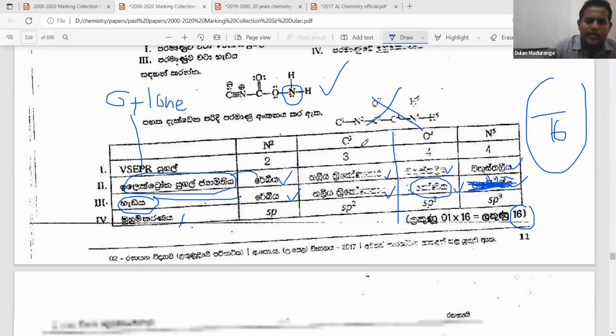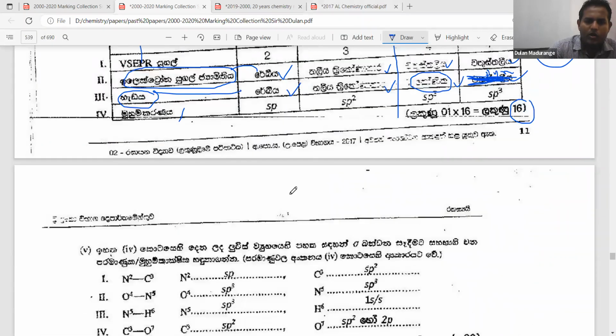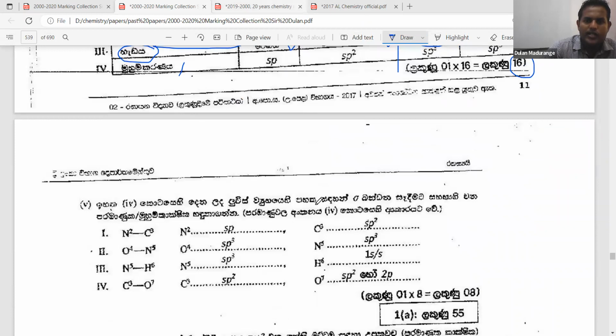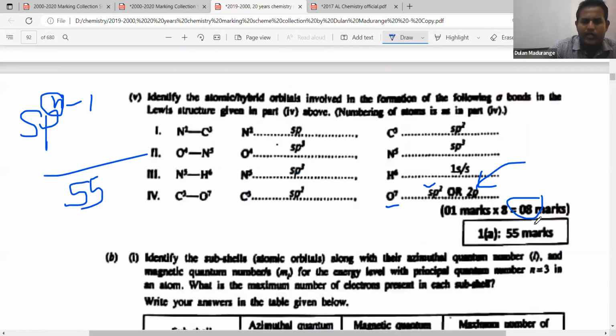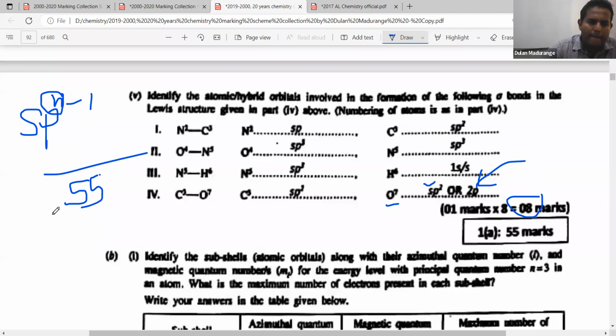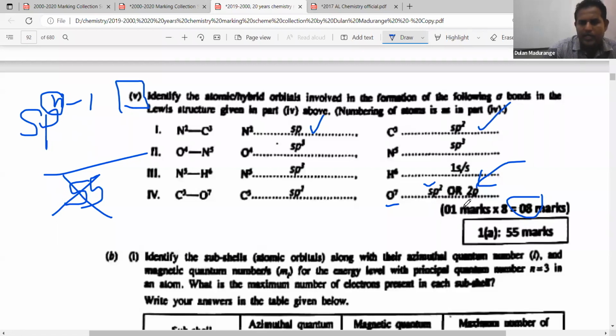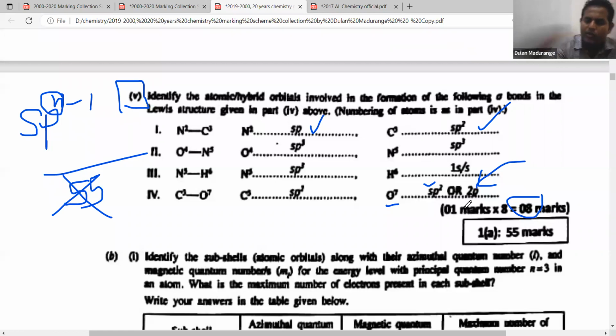And here, this is hybridization, hybridized orbitals. You can check it from here also, right? 8 marks, this is part 5. The previous one was part 4. Again, you should write the same hybridization: N2, C3, sp hybridized orbital from N2, and sp2 hybridized orbital from C3. Likewise, you can mention. So how many marks do you get out of 55?